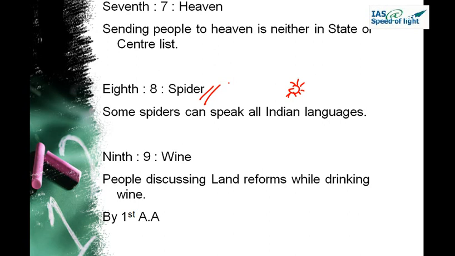Now what you have to see is the tree. One is tree for us. This tree we have already linked with writing names of states and union territories, and now people are sitting on the top of this tree and drinking wine, and discussing the land reforms. So people are discussing land reforms while drinking wine on the top of a tree. So ninth schedule, 9 is wine, and it deals with land reforms, and it was added by the First Amendment Act.